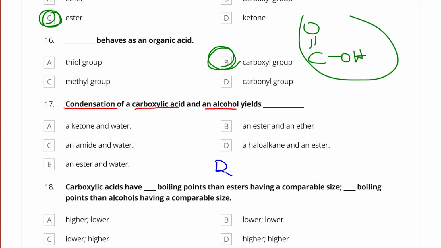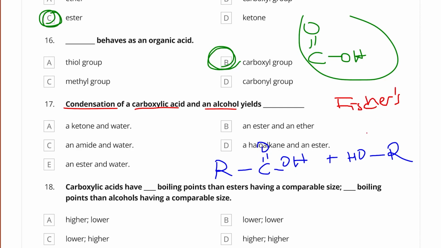Which means, let's draw the general pattern. So we have a carboxylic acid plus an alcohol. The condensation of this reaction gives what? At the end of this reaction, which is an esterification, a Fischer esterification reaction, there is the removal of a hydroxyl group and a hydrogen as a water molecule.